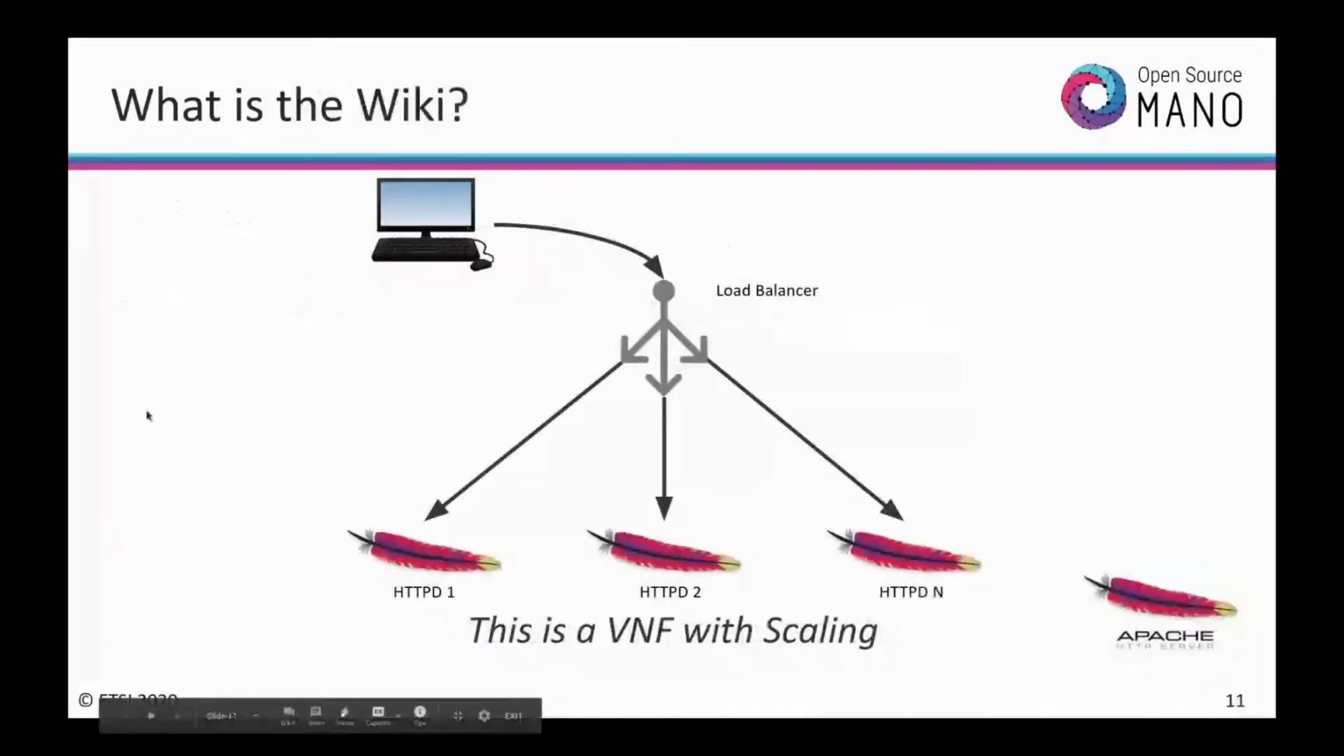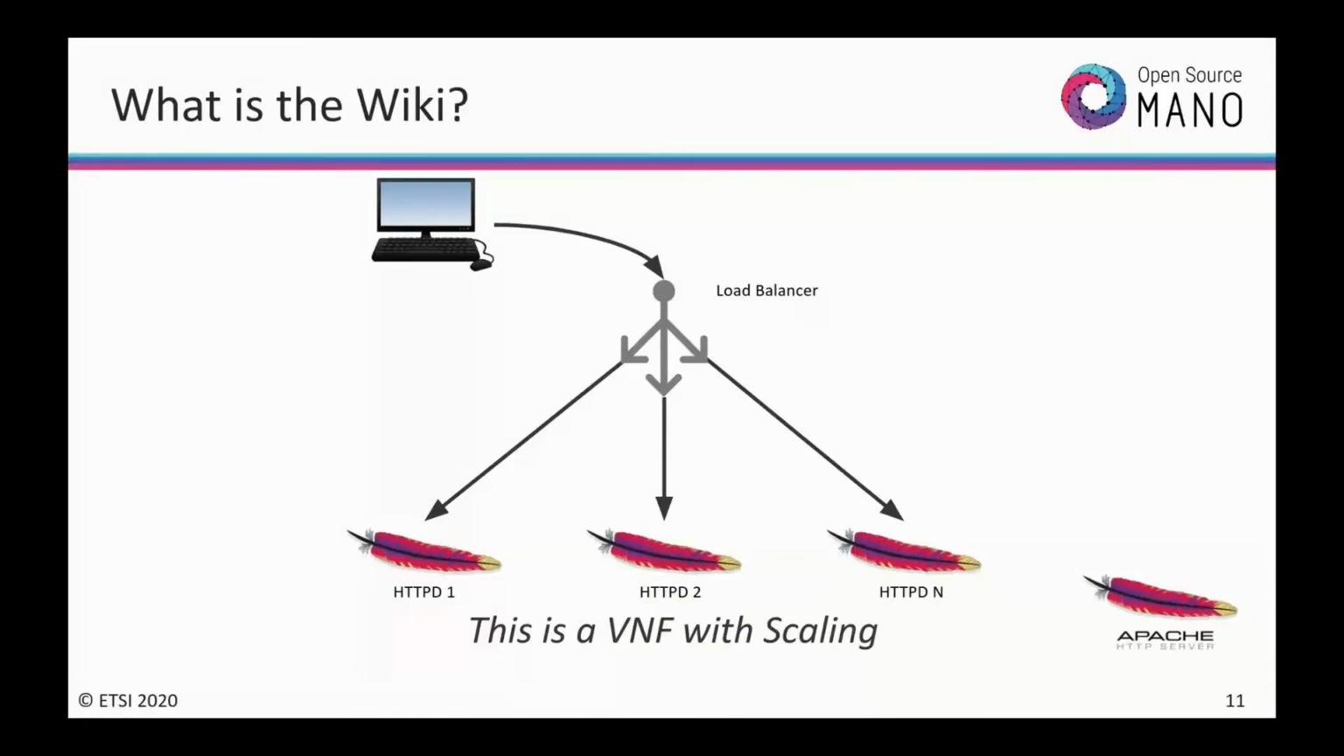So what is the wiki? This is an Apache HTTP server with a load balancer in front of it. And the idea here is that as the user hits the wiki server and you get more and more users using these back-end Apache HTTP servers, it is going to scale dynamically.